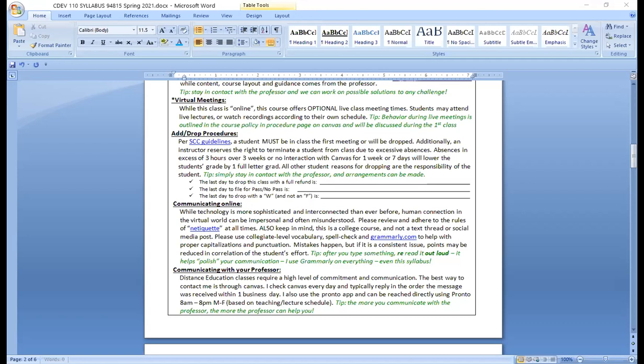And then the pass/no pass, I'm not sure about that for 8-week classes, but what I always say about pass/no pass is that you need to talk to your counselor first, because if you're going to transfer to a university, they sometimes don't take pass/no pass and sometimes they do.